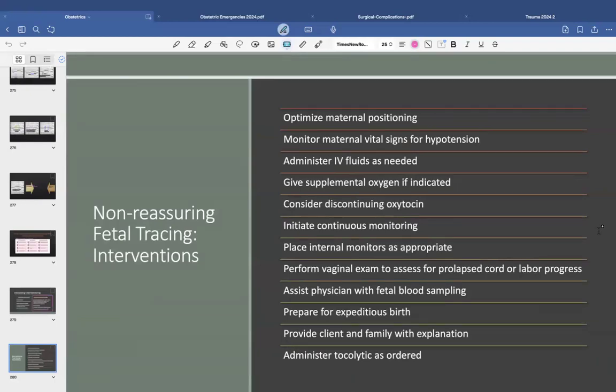Place internal monitors as needed. We only place internal monitors if the membrane has ruptured. Only if it's ruptured, right? Fetal tracing can provide the client and family with explanations of what's going on, and you want to be able to give this to your patient. And then administering tocolytics as ordered. Tocolytics relax a contracted uterus. And what's an example of one? Mag sulfate. Good job.